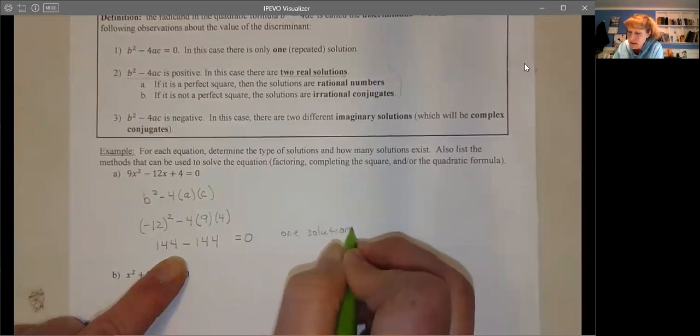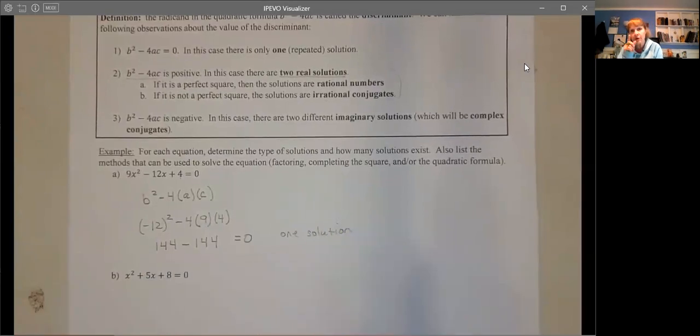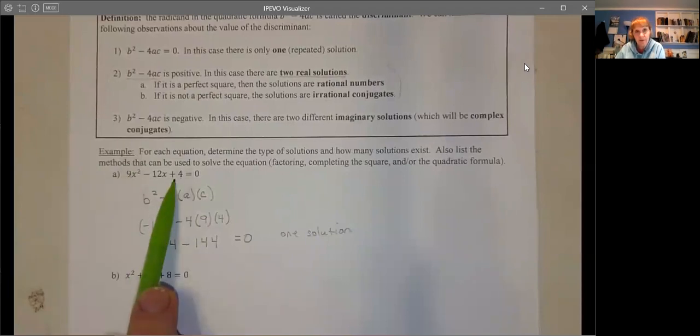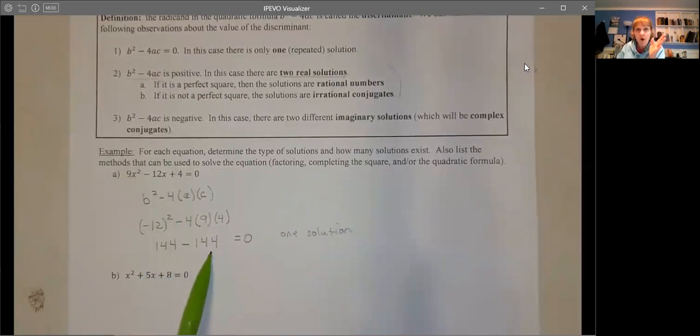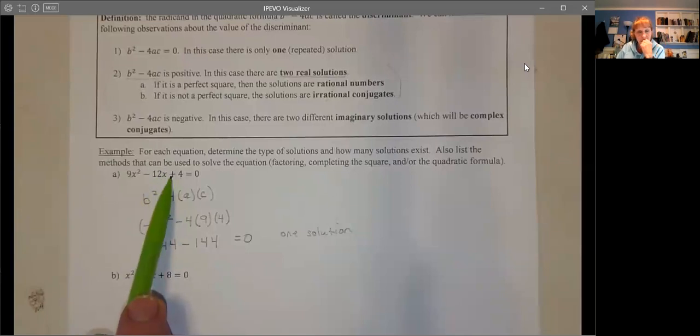Now you can find this solution. When we have one solution, we know that this is a perfect square trinomial. So to find that one solution, we could either use the quadratic formula, finish it using our discriminant, or factor it using a perfect square. But we'll do that on the next page. So we do know we have one solution.